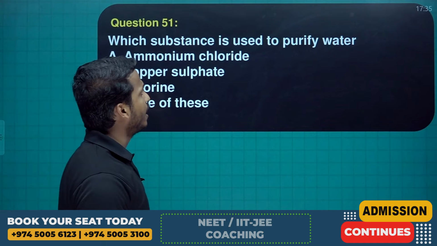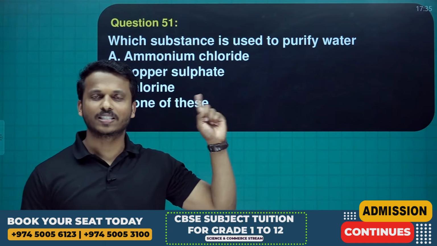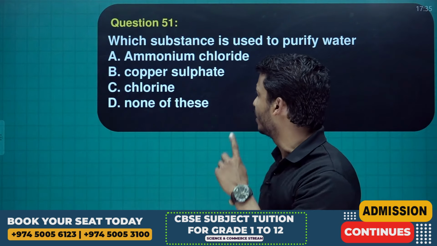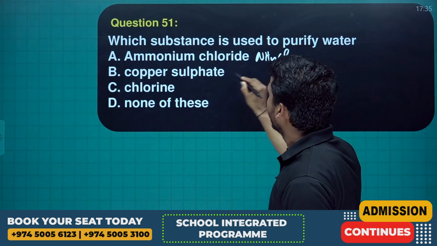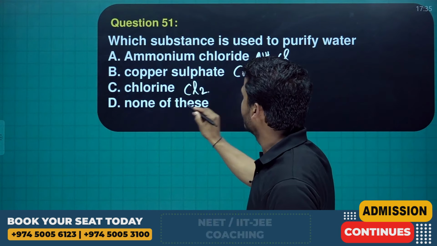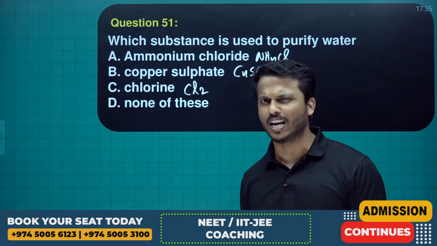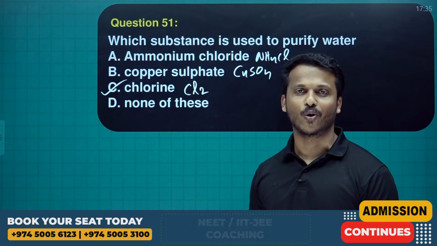And which substance is used to purify water? Can you say, my dear student? Which substance is used to purify water? Ammonium chloride, or copper sulfate, CuSO4, or chlorine gas, or none of these. Where did we study this? Any idea, can you connect? Yes, I will go with option C, chlorine gas.